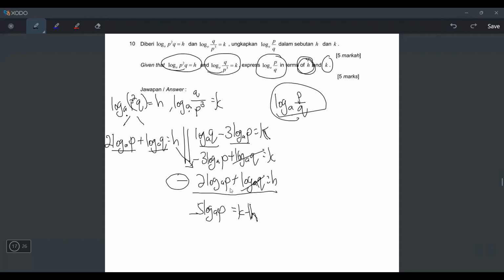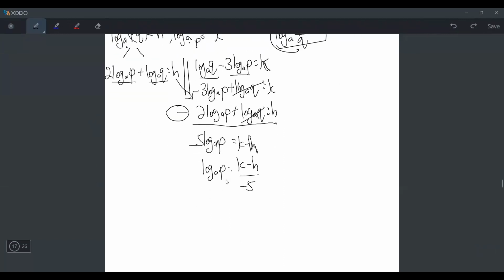Okay. And then I can get my log A base P, right? Which is K minus H over negative 5. Did I do it correctly? Yeah. K minus H over negative 5. But you can also write this as H minus K over 5. The reason is because the negative you can write at the bottom, but you can also write at the top. Okay, I mentioned many times already. The negative you can write in the middle also, like this. So if you write in the middle, you will multiply the top, so it will be negative K plus H over 5, which is the same as H minus K over 5. See, it's the same.